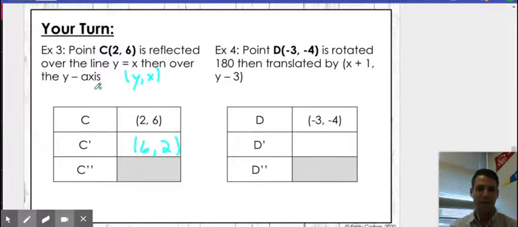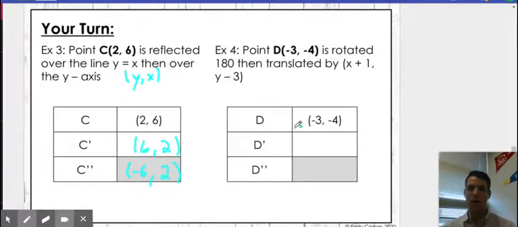Then next, we have to reflect it over the y-axis. When you are reflecting something over the y-axis, the x value itself is the only part that's going to change. It's going to become negative, the y is going to remain unchanged, which means for us in this problem that negative 6, comma 2 is going to be the answer that we're looking for.